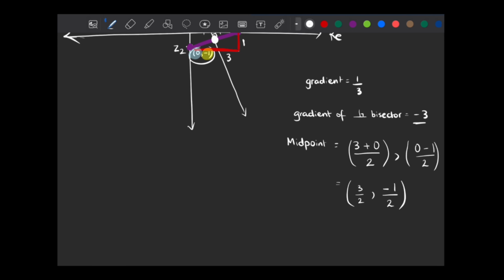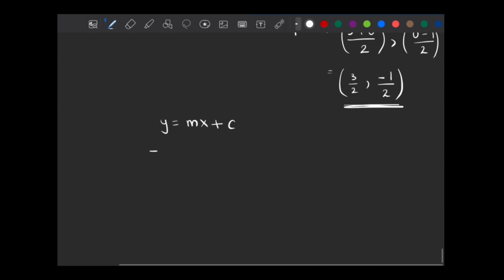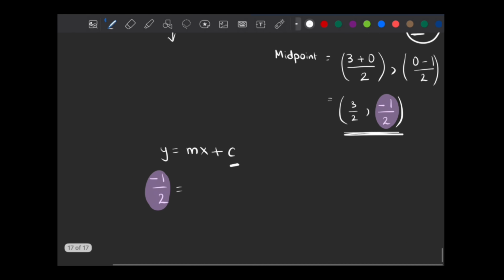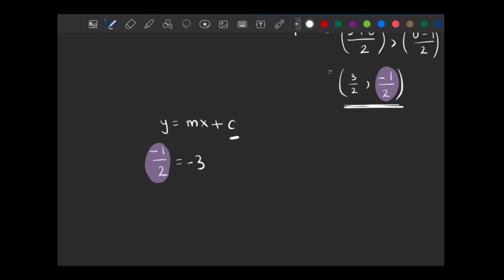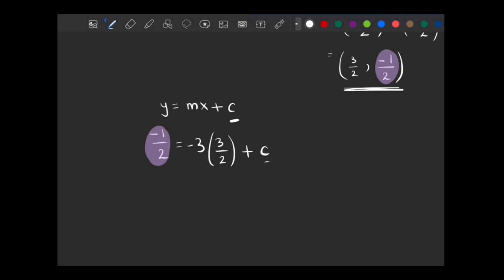Now I know the gradient of the perpendicular bisector and I know a point which lies on that line. So I can substitute it into the form of an equation of a line. y is minus a half. This is a point which lies on the line, and I'm substituting it in so that I can find out what plus c is. The gradient we know is minus 3. x is a point on the line, 3 over 2. And now we're going to rearrange to find what plus c is, or what the y-intercept of this line is.